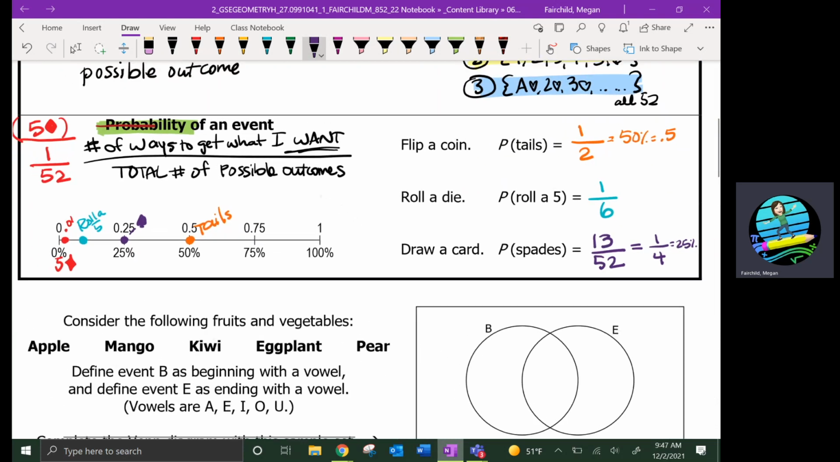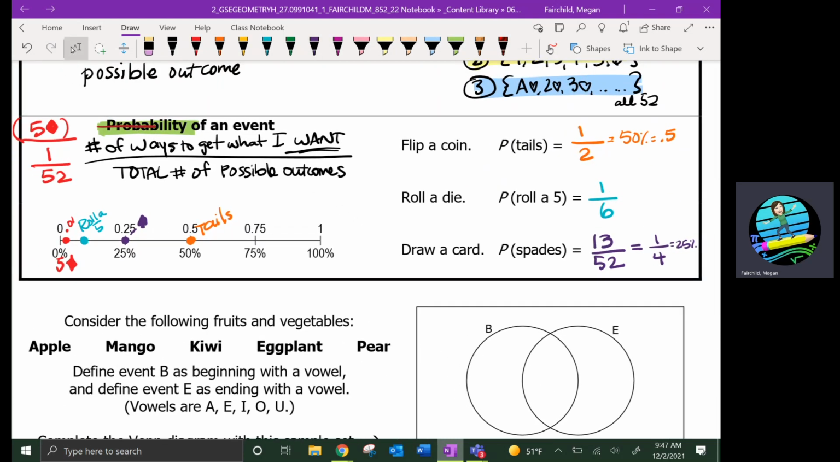All right, so if we look at this diagram here on the left, which thing has the lowest probability? The diamond, drawing 1 exact card out of a deck, right? What has the highest probability? Tails, right? You have the highest chance of getting tails compared to the other things. It's still 50-50, right?